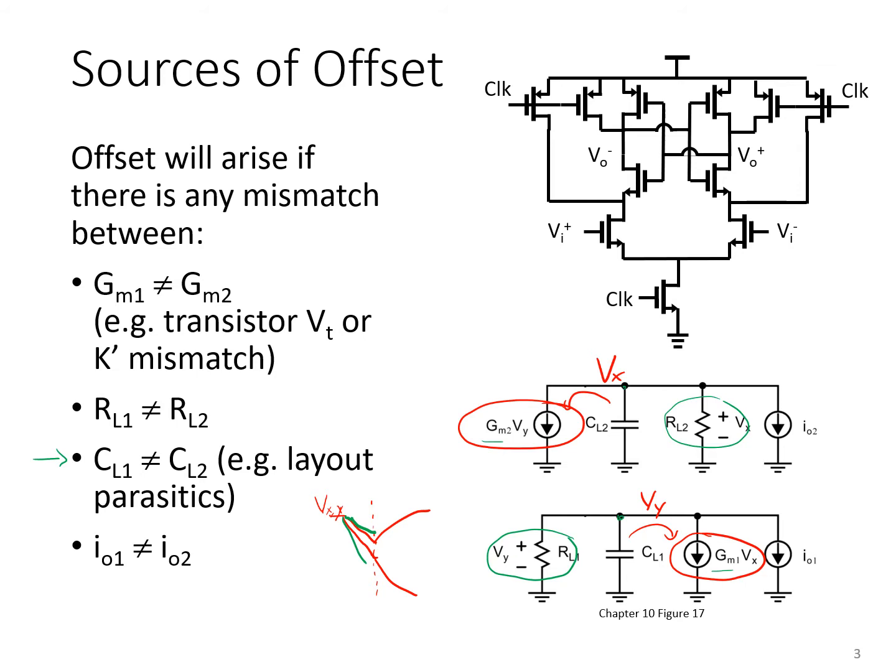A final source of mismatch or imbalance that can give rise to offset that's identified here are offset currents that may be flowing either due to leakage through transistors that are off that may be mismatched in the two half circuits, or in some cases, offset currents are intentionally introduced into the latch in order to create an offset or to cancel an offset and try to make the overall comparator offset closer to zero.